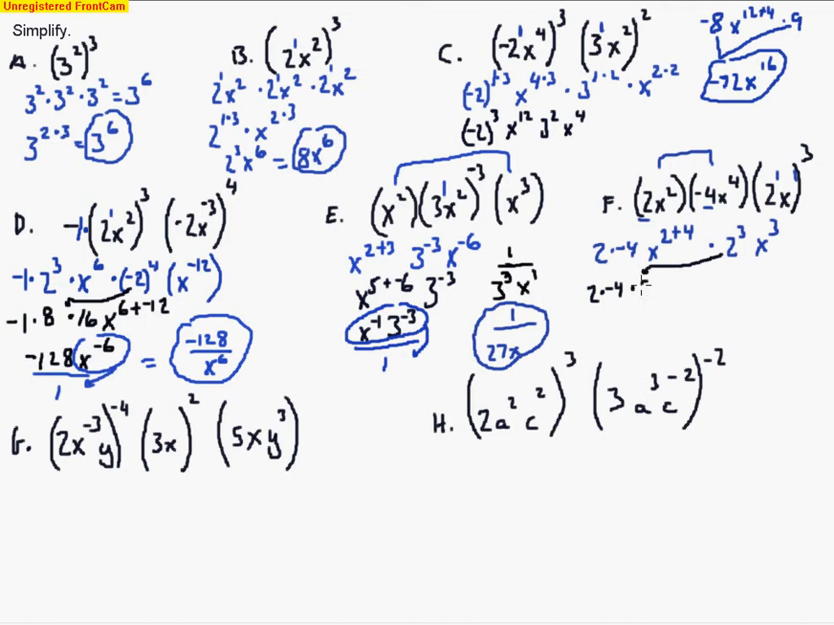This makes 8 now. 2 to the third is 2 times 2 times 2. And we have an x to the sixth power, and then we also have this x to the third power. They're the same base, so I can add them together. Well, we go ahead and multiply out these numbers. We get a negative 8 times 8 makes negative 64. And then we have x to the ninth power. And there is our answer.